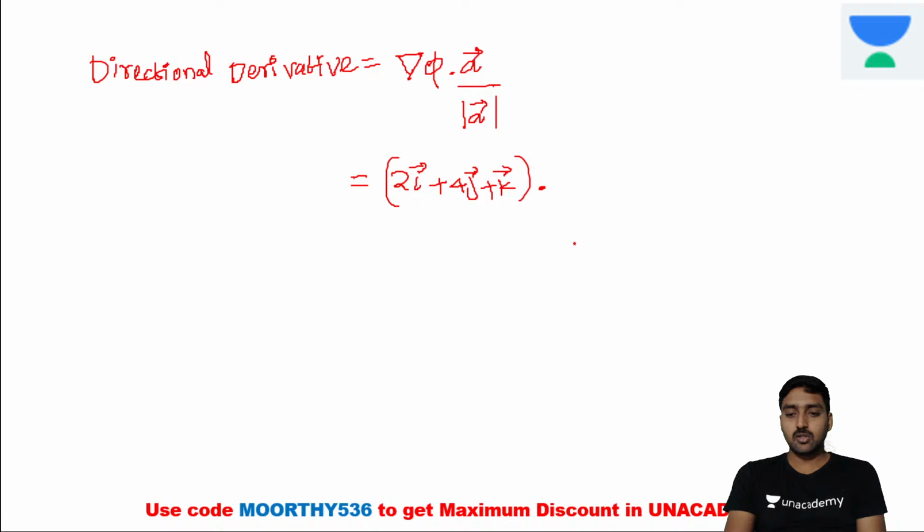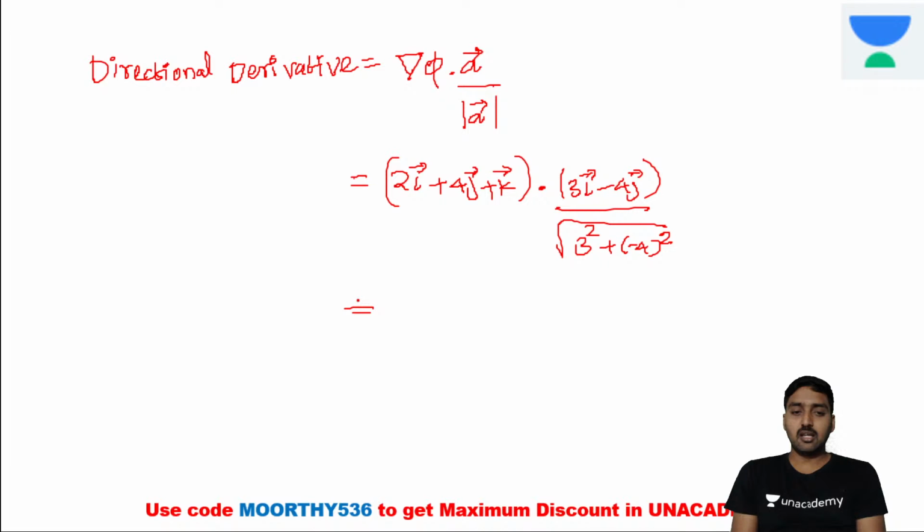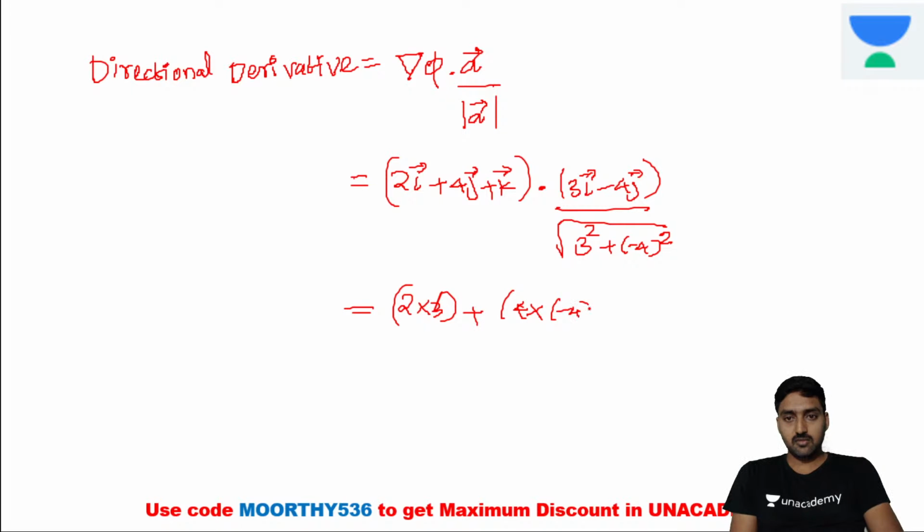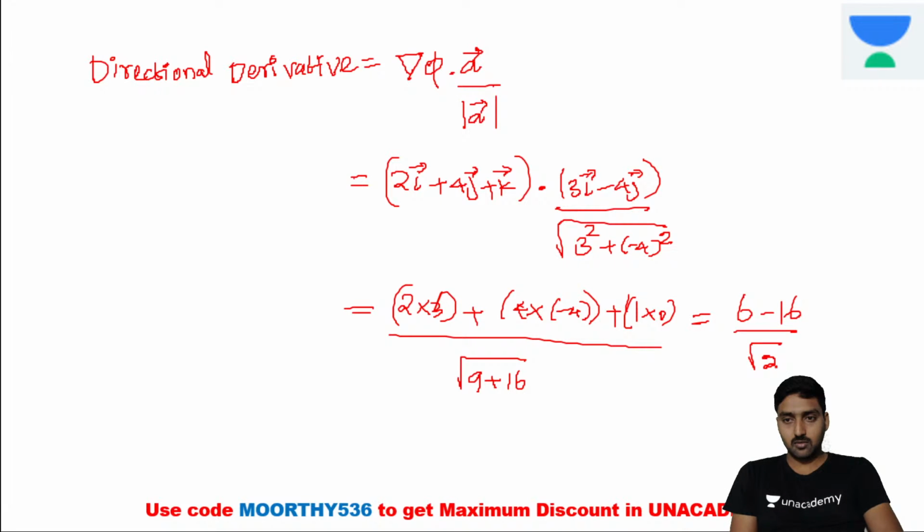A vector is equal to 3i minus 4j. So we don't want to use the k vector here. 3i vector minus 4j vector divided by root of 3 square plus minus 4 the whole square. Now the coefficients of i vector and i vector will be multiplied: 2 into 3 plus j vector into j vector, 4 into minus 4, plus k vector 1 into 0, whole divided by root of 9 plus 16. It's 6 minus 16 divided by root of 25, equal to minus 10 divided by 5, which is minus 2.